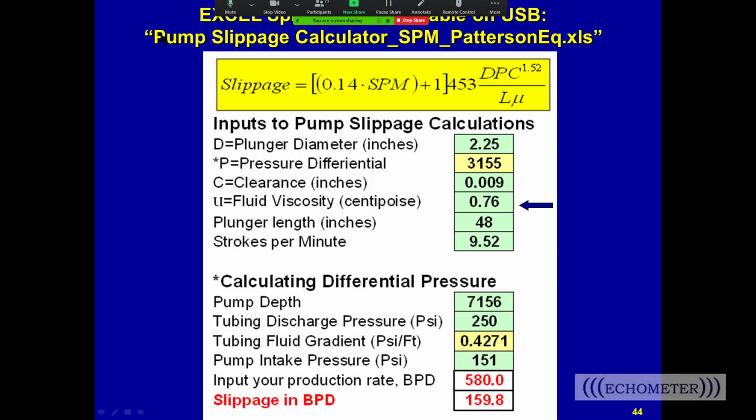This just shows the slippage calculator, and this is a well that shows 159 barrels per day slippage, 160 barrels per day. And this is an example we have, again, in an examples file. And this is an example that helped show the impact on the shape of the pump card when there's quite a bit of slippage.